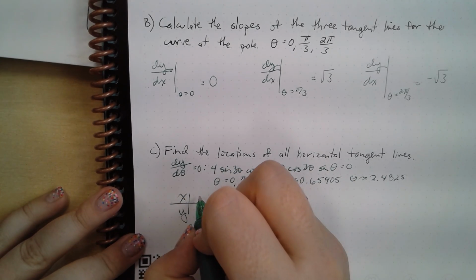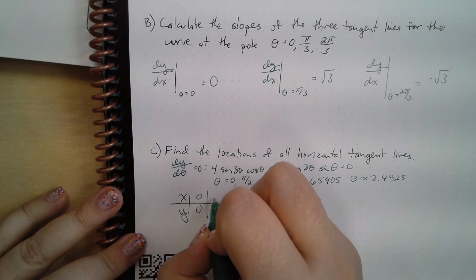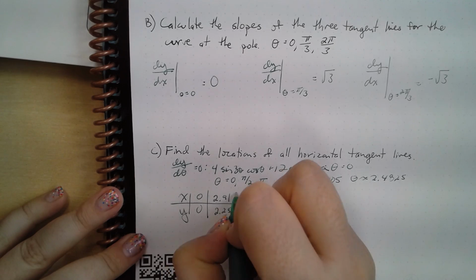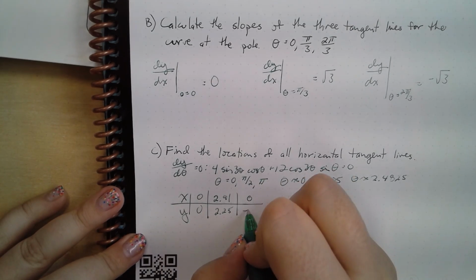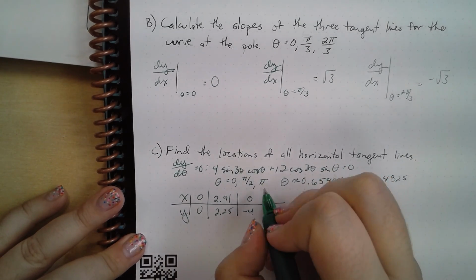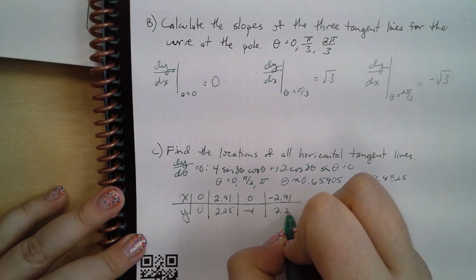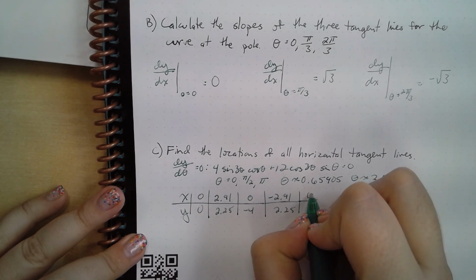If we find these points in xy coordinates, we've got our x values, we've got our y values. Well, when x is 0, y is 0. When x is 2.91, y is about 2.25. When x is 0, y is negative 4. When x is negative 2.91, y is 2.25. And then when x is 0, y is 0.